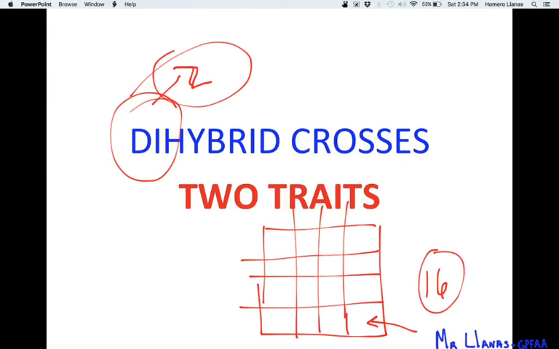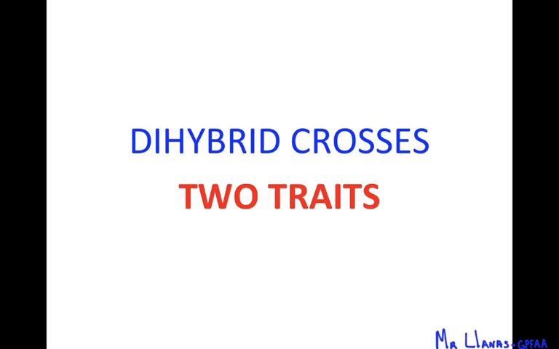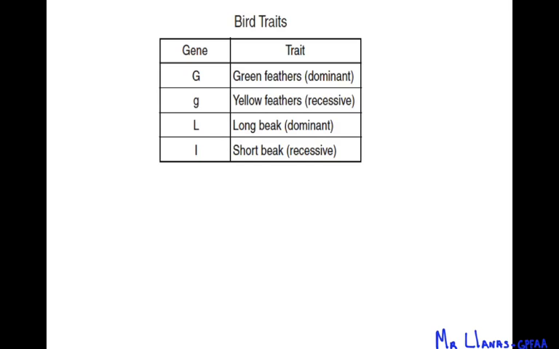Okay, so we're going to go through one real quick, and then we'll go into more detail in class. This is just a quick introduction again. So let's say that we're looking at the color of feathers. This trait, a big G or little g, tells us if it's green feathers or yellow feathers. The other trait that we're looking at is the size of the beak. Big L is long beak, little l is short beak. We're not actually going to do the Punnett square today, but I'm going to show you how to figure out the alleles and the genotypes.